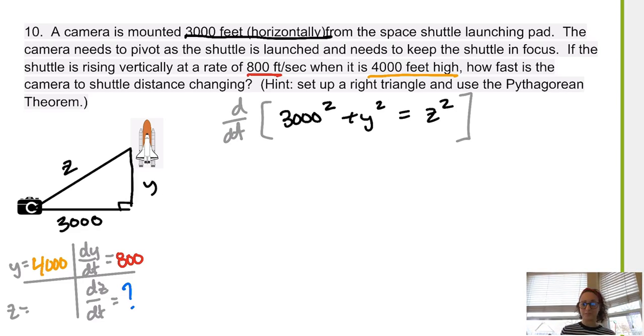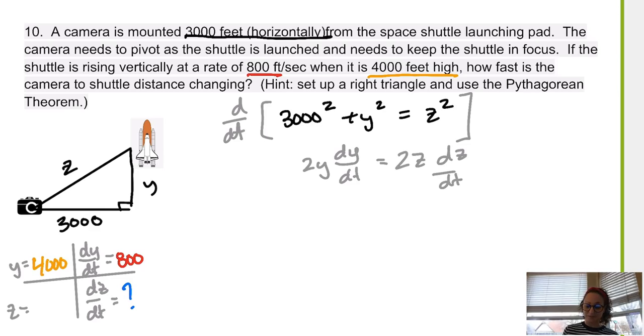All right, now be careful. Any special rules on the left? No special rules, I can go term by term, but what's the derivative of 3,000 squared? It's 0, okay? And this is what is really going to help us out in the long run. That's a constant. Its derivative is 0, goes away. So let's go to y squared. Its derivative will be 2y dy/dt, and then the derivative of z squared will be 2z dz/dt.